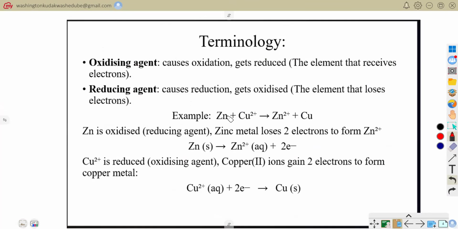Now, for example, if you are given the reaction between zinc and copper 2 plus ions to form zinc 2 plus ions and copper, you can see from our definition of oxidation state that zinc here is having 0, and then here it is now having 2 plus. While here copper is having 2 plus, and here it's now having 0. So we can clearly see that zinc has increased in its oxidation state. And we say that once an element increases in its oxidation state, it has been oxidized.